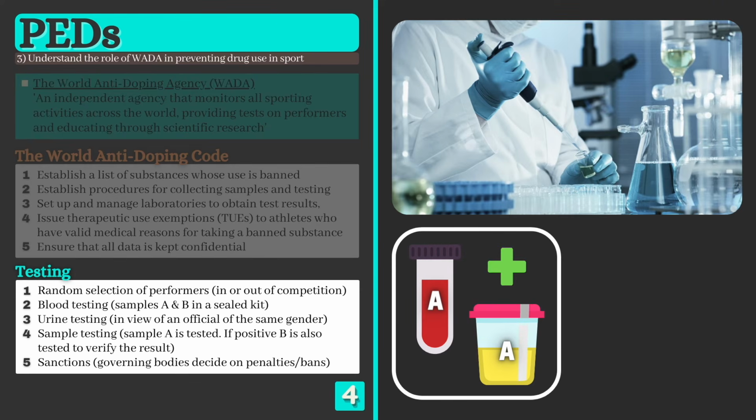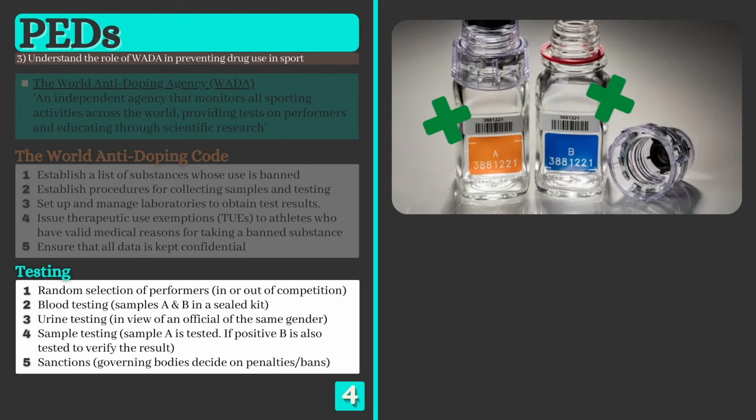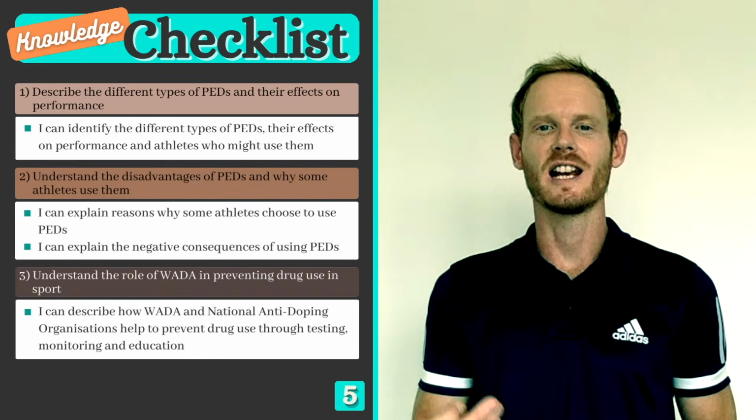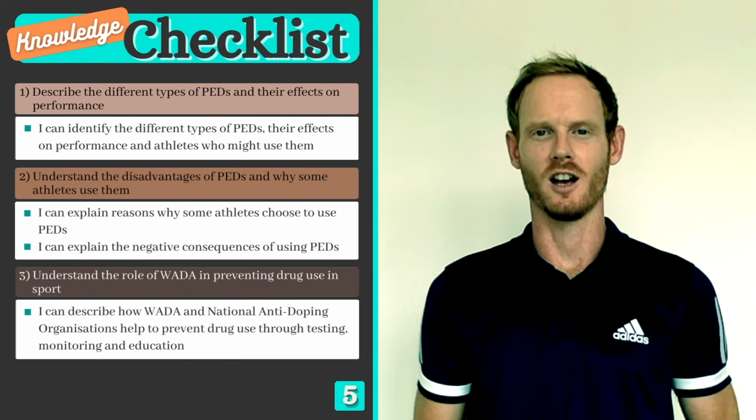If evidence of a drug is found, the athlete is notified before sample B is also tested to verify the result. Finally, if both tests come back positive, the relevant sporting organisations are notified and decide on what penalties or bans to impose. Well done, you've just covered absolutely everything you need to know on topic 11.1, performance enhancing drugs.